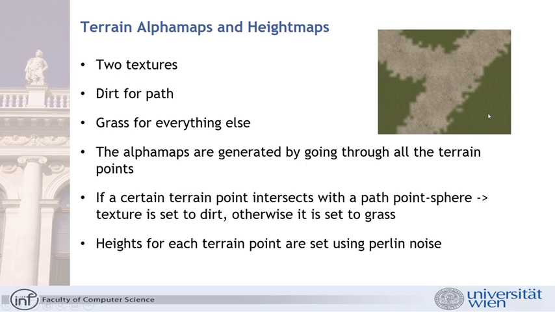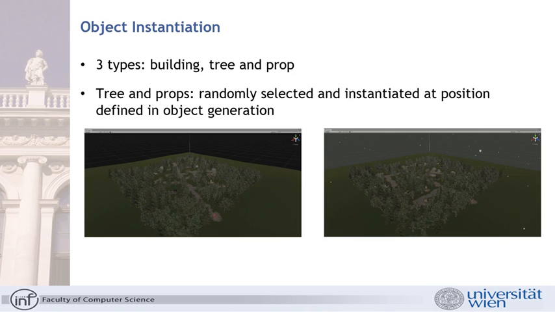After that, the heights for each terrain point are set using Perlin noise, which is one of the common pseudo-random number generator techniques as well. And then we can finally instantiate the objects.